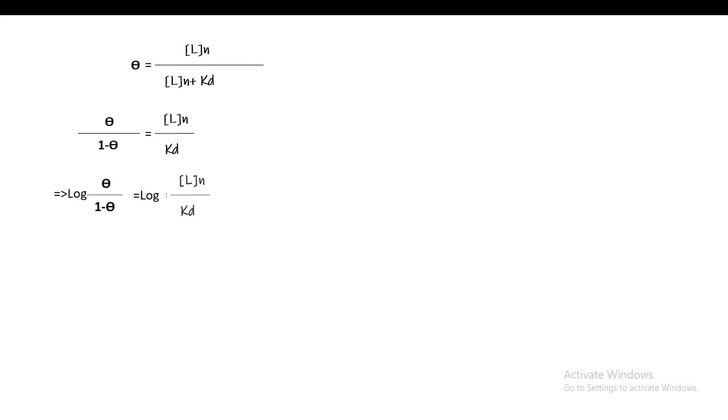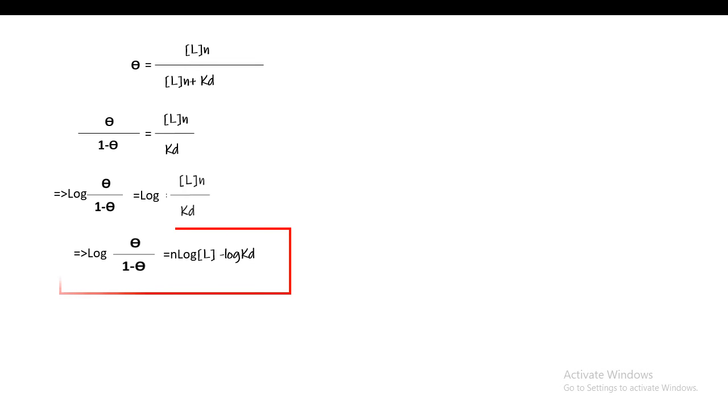Now, if we do the math a little bit more and take log on both sides, before taking log, we need to rearrange it on both sides. So theta by 1 minus theta looks like L to the power n divided by Kd. So now we take a log on both sides and we end up with this kind of expression. And this expression is basically the Hill equation, and the n here is the Hill coefficient.